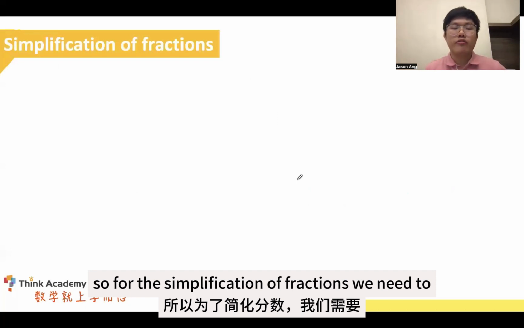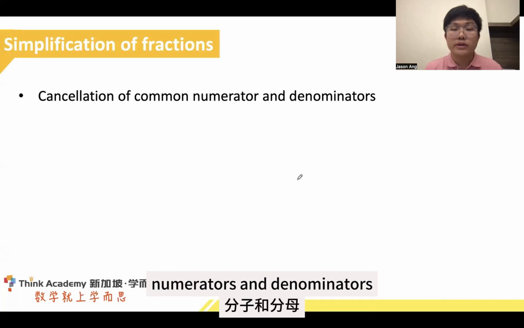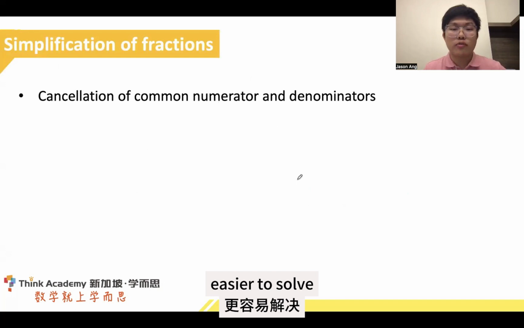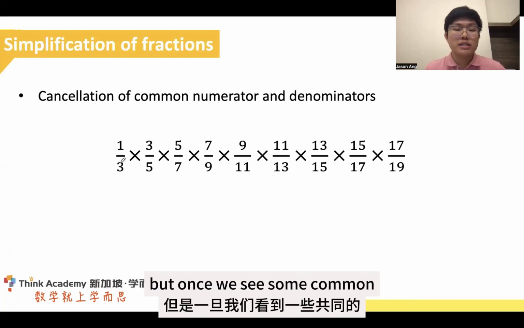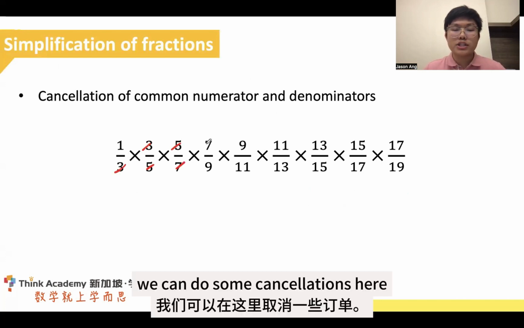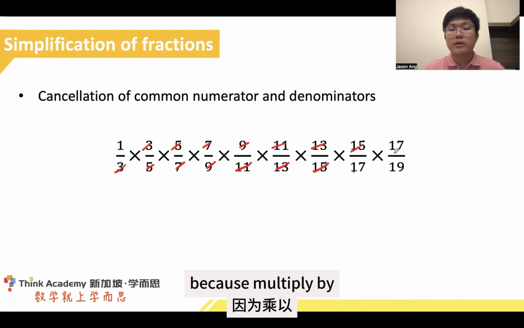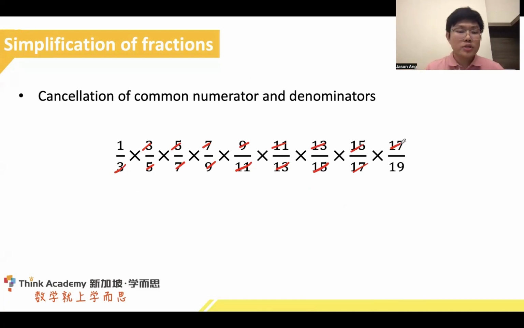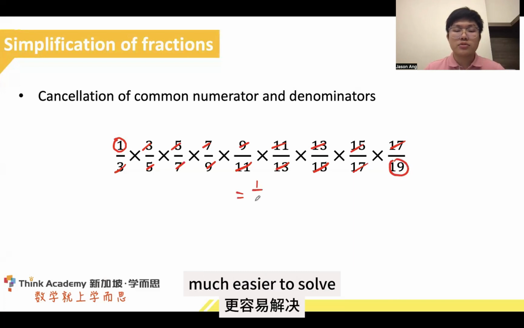For the simplification of fractions, we need to understand that we can always cancel common numerators and denominators so that we can simplify fractions and make them easier to solve. So something like this: a fraction that may look a bit complicated, but once we see some common numerators and denominators, we can do some cancellations to make the calculation much faster. Because multiplying by 11, then subsequently dividing by 11 gives you the value of 1. So we are only left with one numerator, one denominator, much easier to solve.